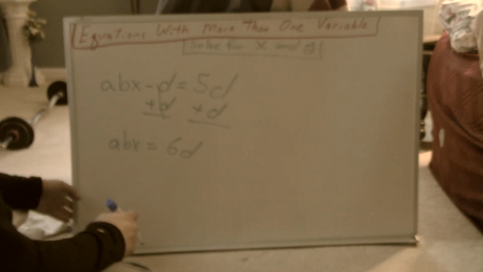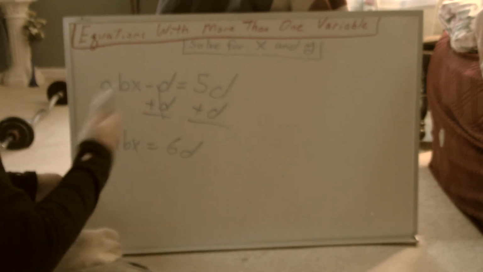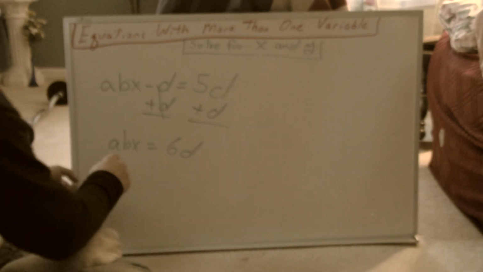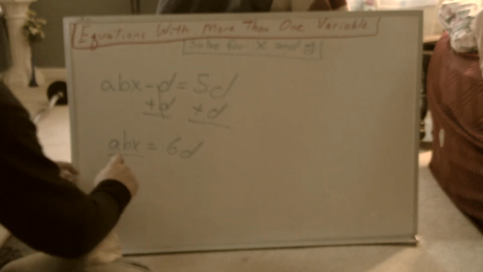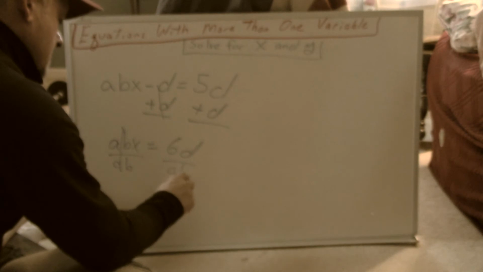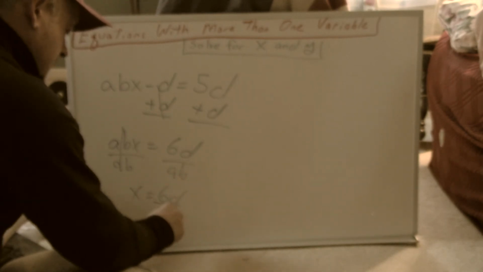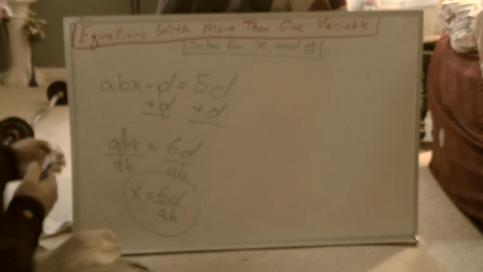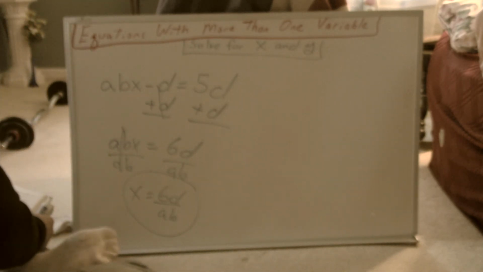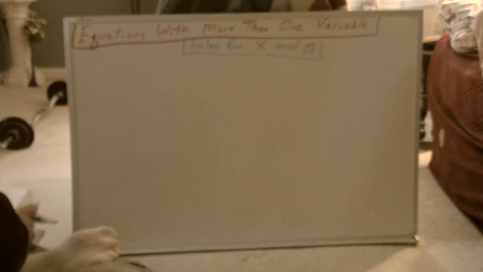All right, great. 6d. But I still don't have x by itself. Well, in this case, which is easy, you just do the opposite inverse again. But in this case, we're going to do both variables, ab. So x equals 6d over ab. That is your answer. A little more complicated, but whatever, that's going to happen. And there's nothing you can do about it. Complexity is an inevitability in math.